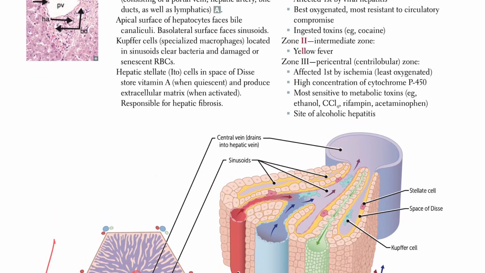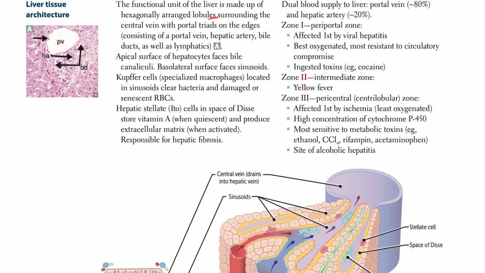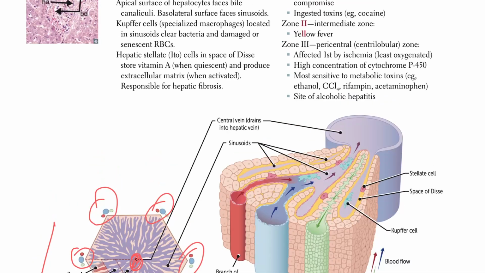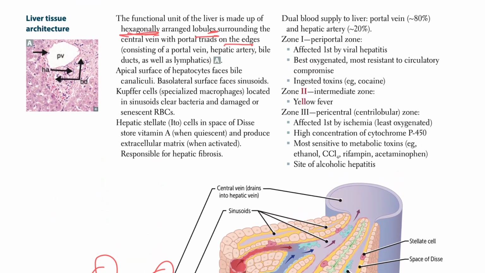This is a hexagon. So the functional unit of the liver is made of hexagonally arranged lobules surrounding the central vein, with the portal triads on the edges. So you have the central vein in the center with the portal triads on all the hexagonal edges. Okay, that's the portal triads, consisting of portal vein, hepatic artery, and bile ducts. So one is the vein, artery, and the bile duct, as well as lymphatics.